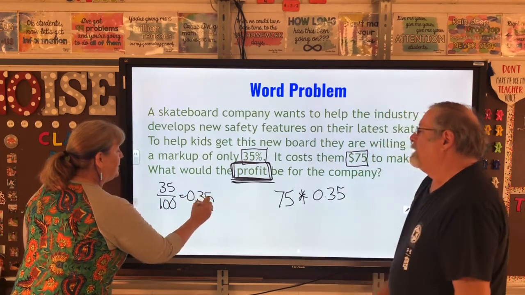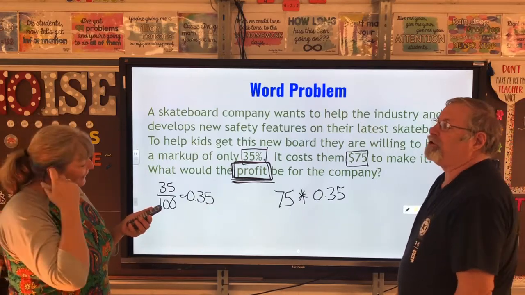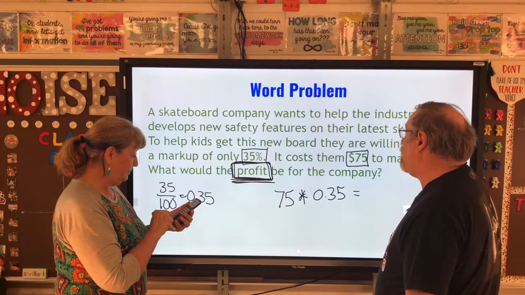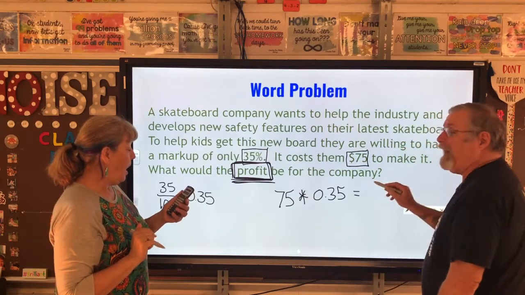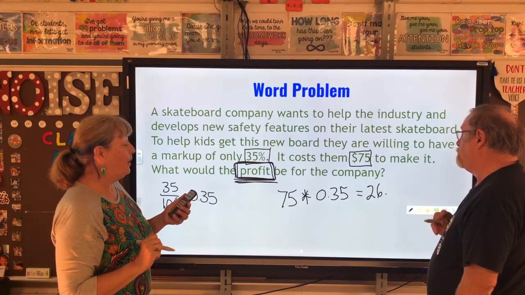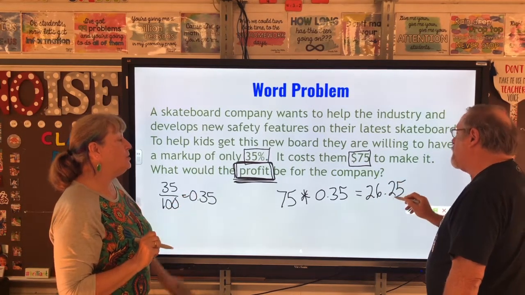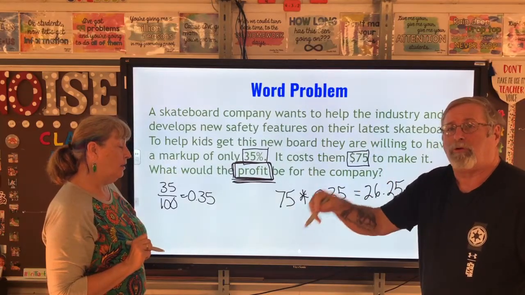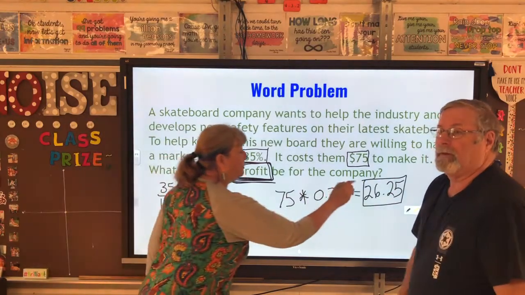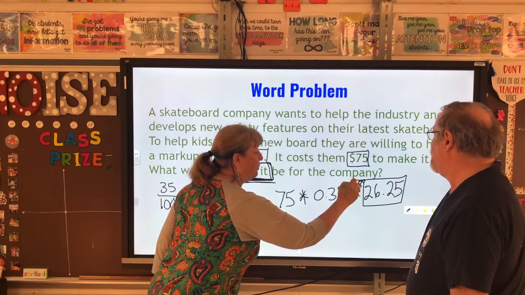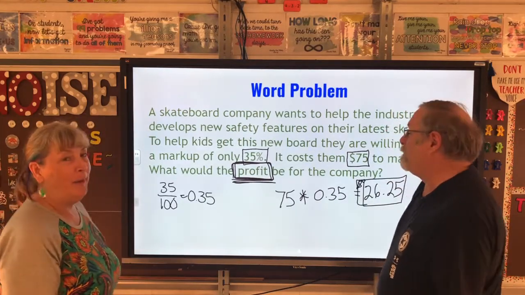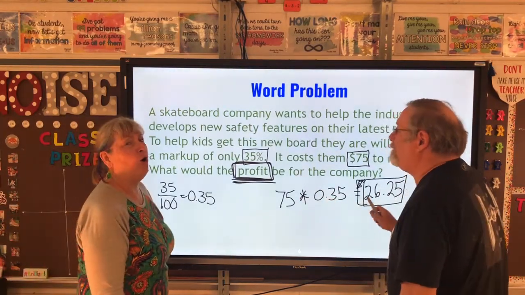I'm just putting it down to the side. She's so good about showing her work, and I want to do everything mentally. So when I take $75 and multiply it by 0.35, I get $26 and 25 cents. So their markup, their profit, is $26.25, with a little dollar sign right there, so they don't forget their unit. I'm really big on that. My students get that wrong if they don't have that.